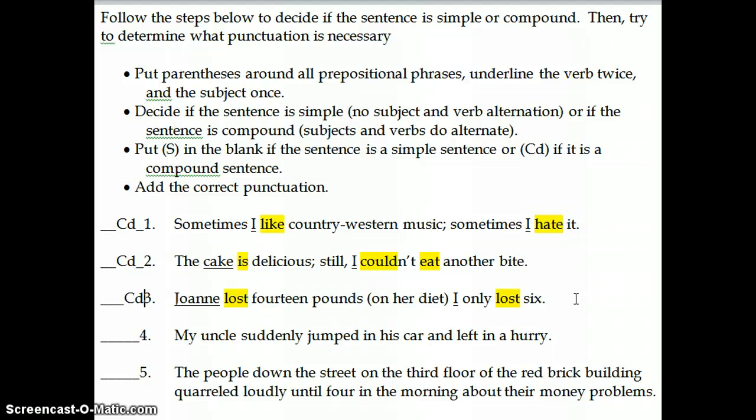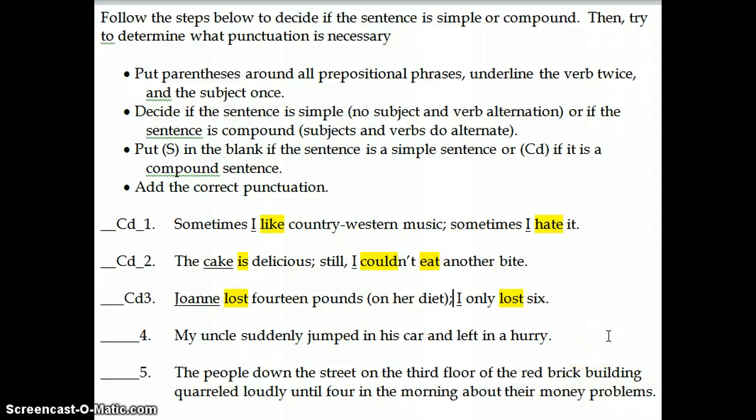Joanne lost 14 pounds on her diet. I only lost 6. Well, in this case, the first clause ends after diet. Joanne lost 14 pounds on her diet. I only lost 6 is our second clause. And we don't have any connecting words, so we're going to use a semicolon as our punctuation.